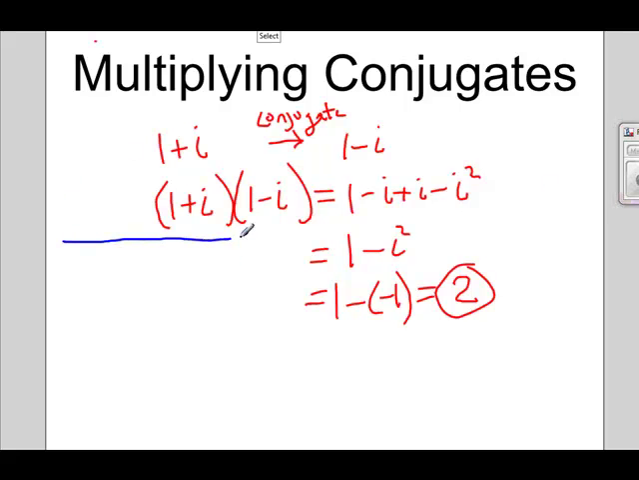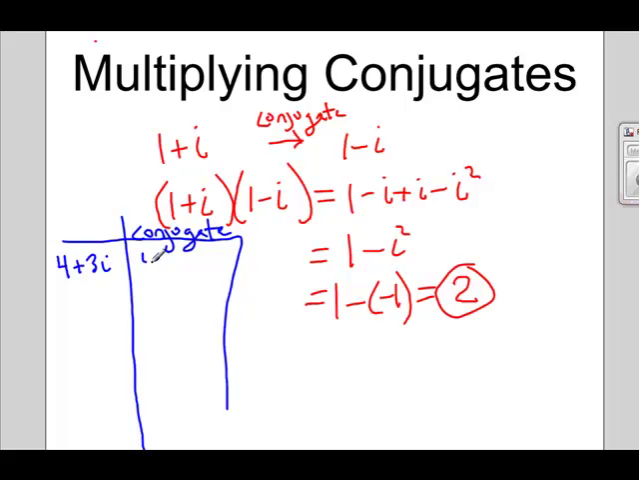Let me give you a couple more examples of conjugates. It's going to be simple. 4 plus 3i, the conjugate is 4 minus 3i. 6 plus 3i, 6 minus 3i. 8 minus 4i, 8 plus 4i.